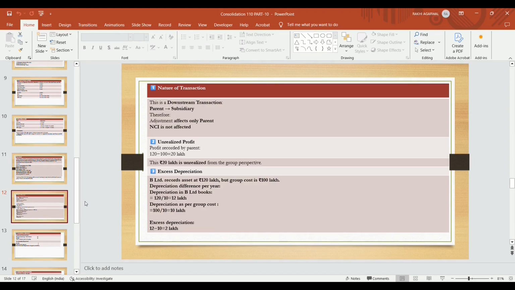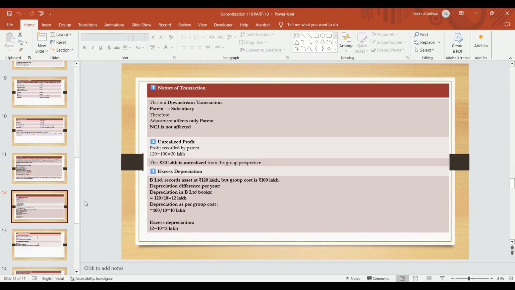Unrealized profit: the profit recorded by the parent is 20 lakhs, because who sold the goods? The parent sold the goods. In whose books is the profit to be recorded? That is the parent's books. Profit recorded by the parent is 120 minus 100, that is 20 lakhs. These 20 lakhs are unrealized from the group perspective. The PPE is still lying in the books of the subsidiary. B Limited records the asset at rupees 120 lakhs, but the group cost is 100 lakhs.